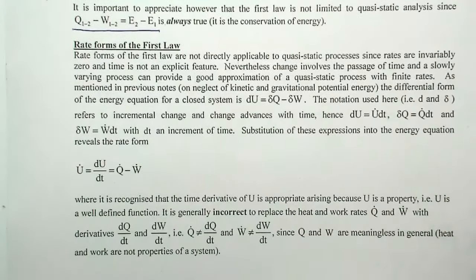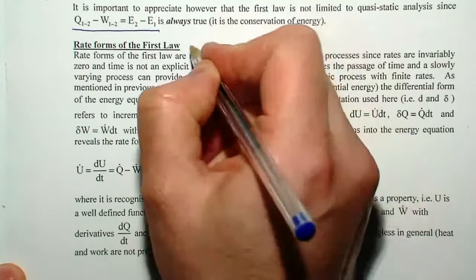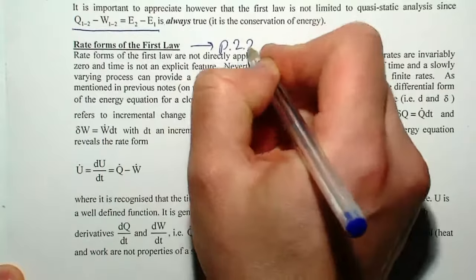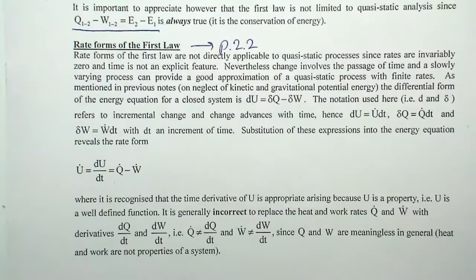The rest of this page, which talks about the rate forms of the first law, refer to page 2.2 in chapter 2, when we were talking about exactly the same thing. This is a point which I want to re-emphasize, because by now, some of you might be again confused about the use of delta and d, etc.